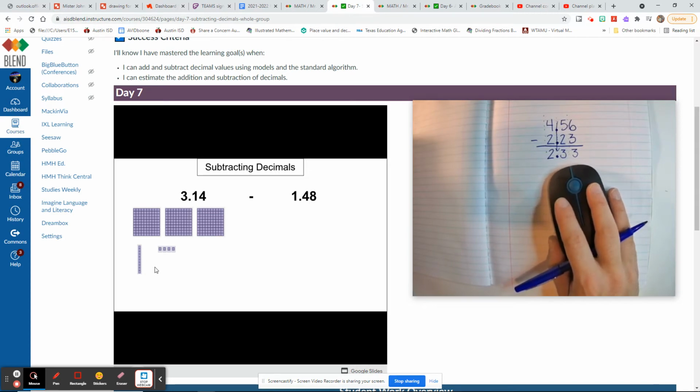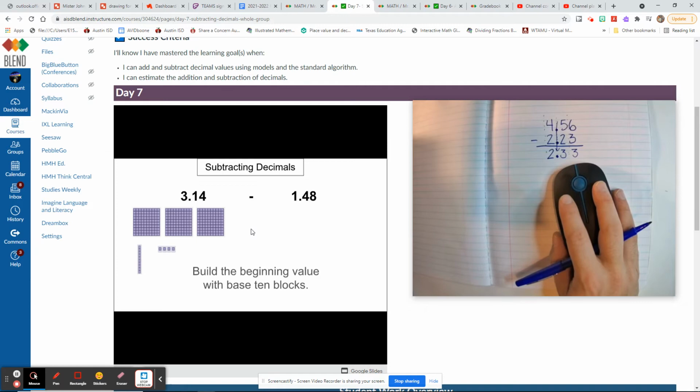So we will take away 1 whole, 4/10, and 800ths. Remember, since there's no 4/10 and there's not 800ths over here, we might have to do some regrouping, or we might have to get creative with crossing out over here. So let's take a look.